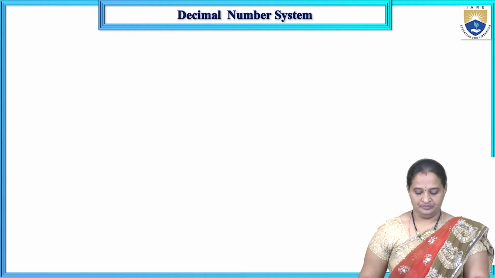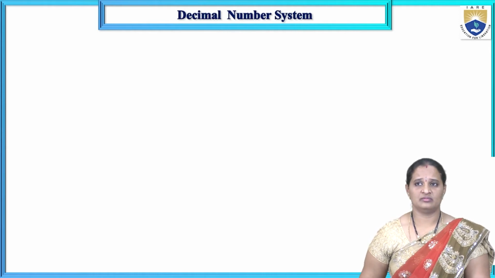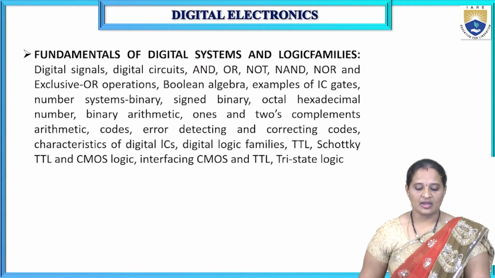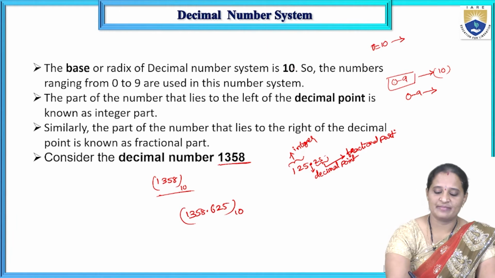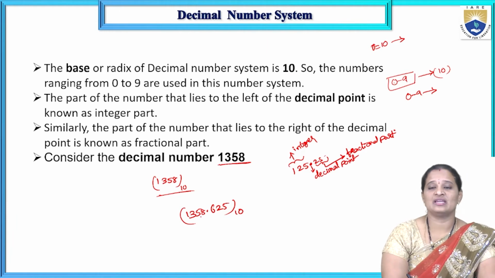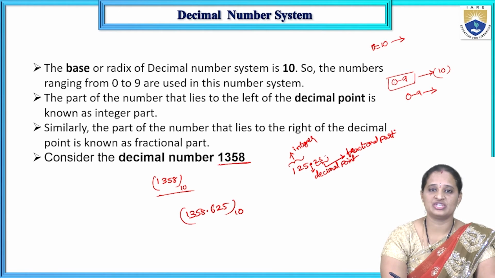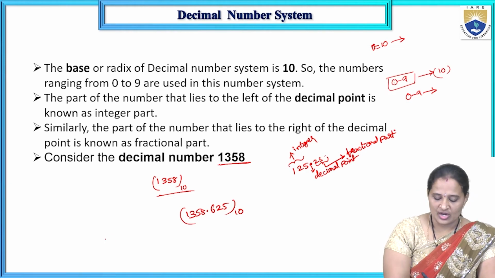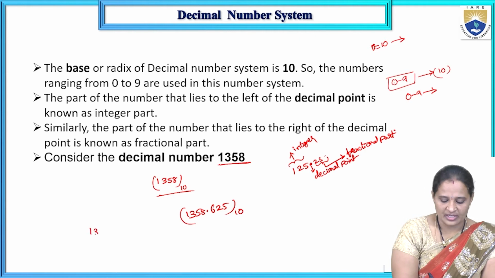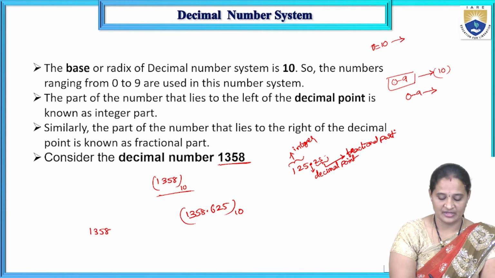Now, one more thing we have to remember: in a decimal number system, as the base is 10, each digit in the decimal number system will have a positional weight which is a power of 10. So each digit will have a weight which is represented as a power of 10. So here, for example, we have 1358. How can we represent these positions here?